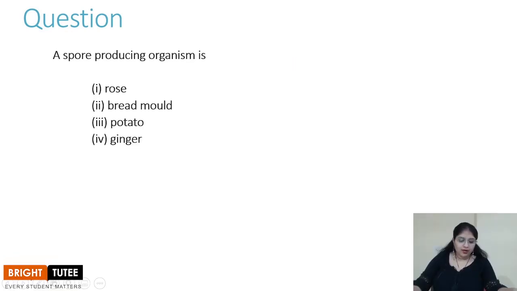A spore producing organism is rose, bread mold, potato or ginger. So the answer to this is bread mold, which is a fungi.